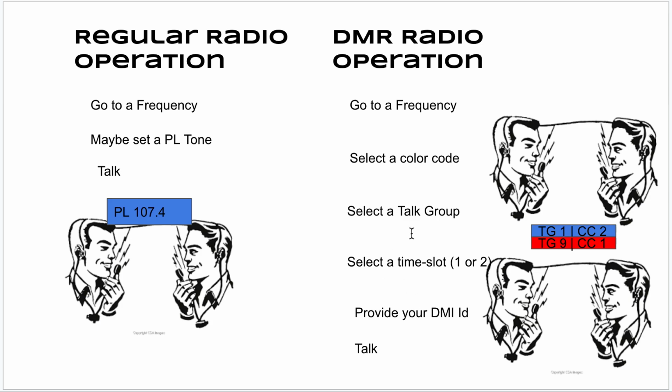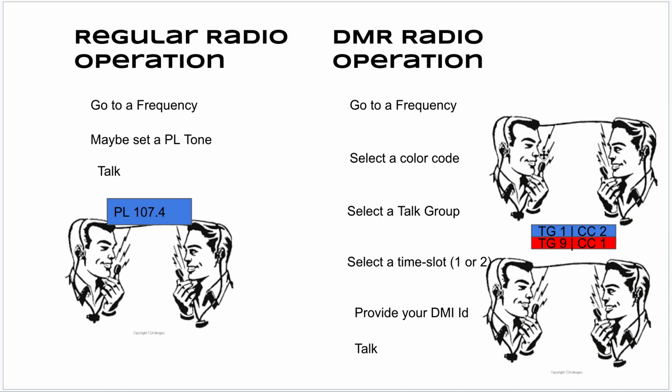So it's a little bit more involved, but it's not too complicated. You just set a frequency, a color code, just like you would do frequency and PL tone, and then you set two other things. It's not complicated. So what happens is that each frequency in DMR can be divided into two halves, if you will. These are time slot 1 and time slot 2.